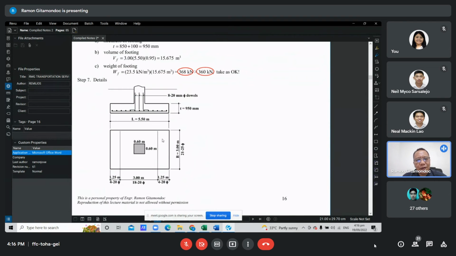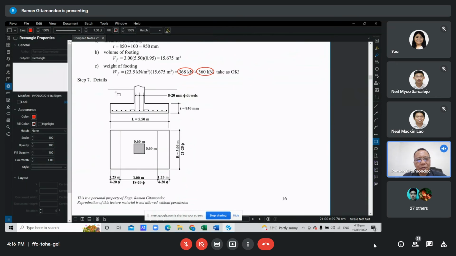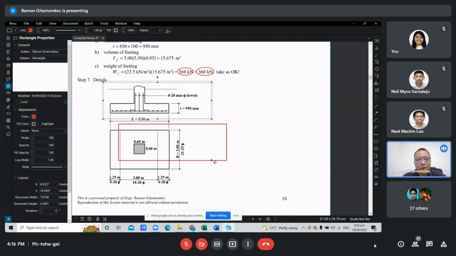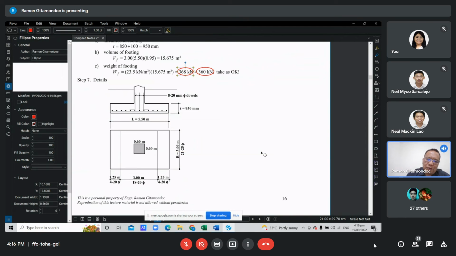Then finally, we draw the detail. Here we have the sectional view, then the plan view. The important thing is that you include all the information needed to construct the footing according to your intention, as the designer.